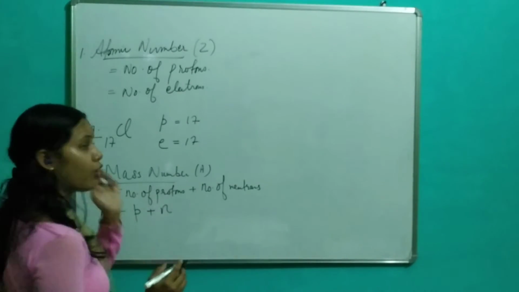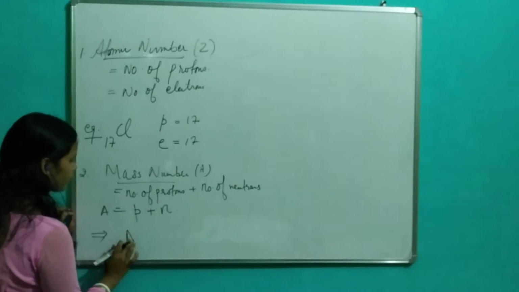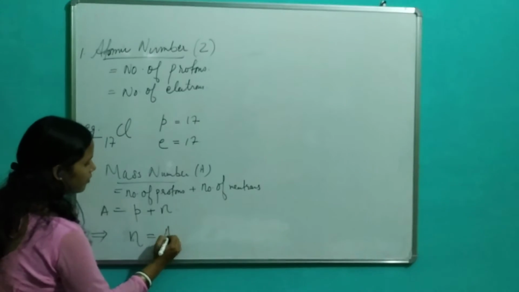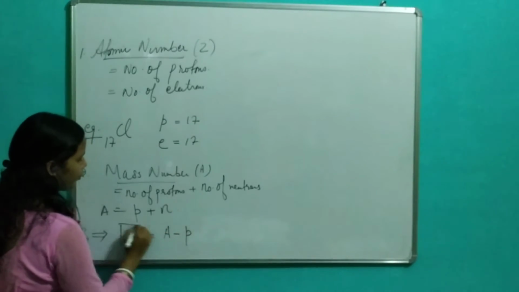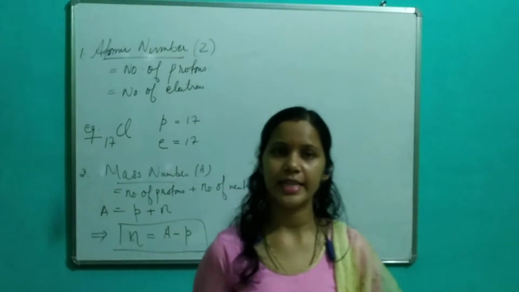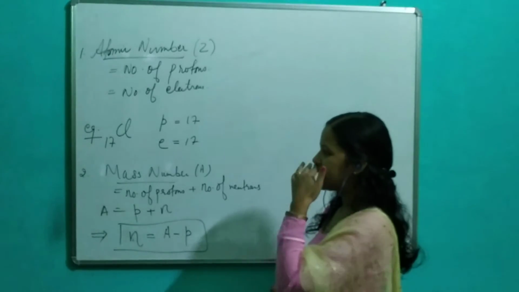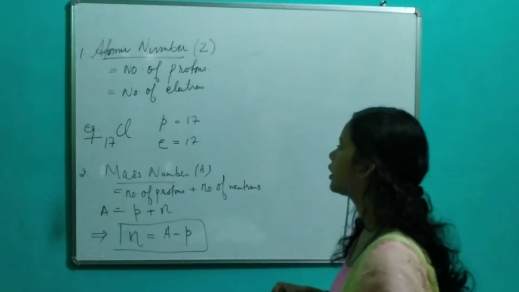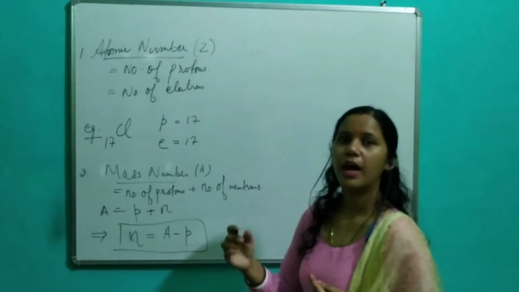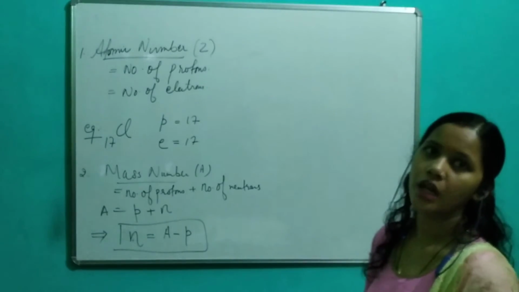From here we can also calculate that the number of neutrons is equal to the mass number minus the number of protons. So if we know the number of neutrons and protons, we can easily find the mass number. Generally, for the first 20 elements, in most cases the mass number is twice, or double, the atomic number.